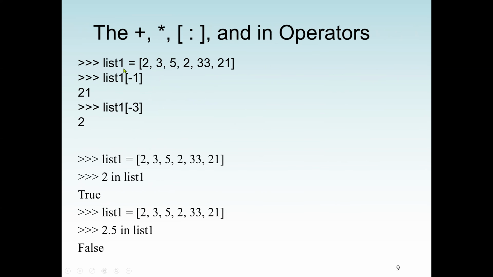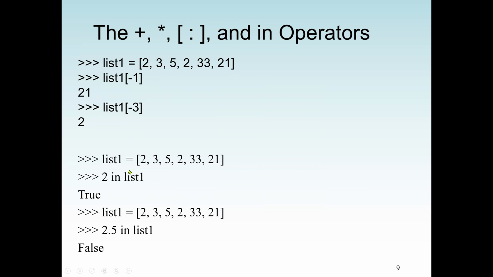Now we also have a list 1. This time we have 6 items. Now if we say list -1, it will give us the last item, which in this case is 21. Now when we say list -3, it will give us the 2, which is in the index 3.